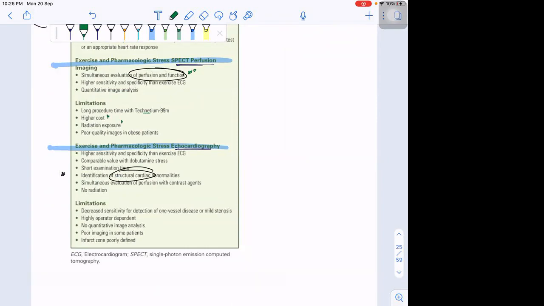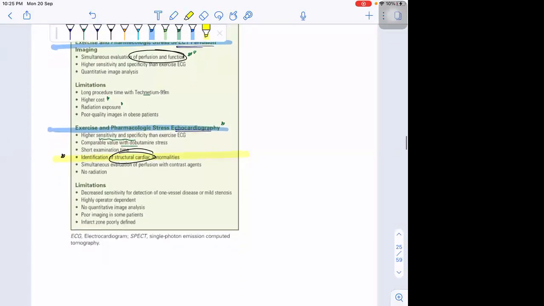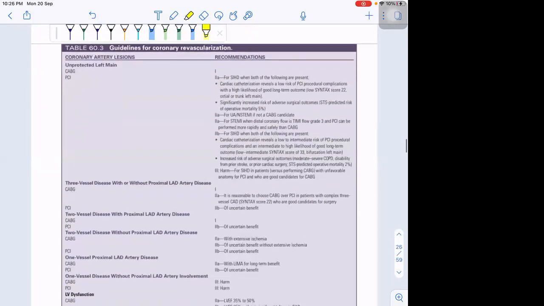So what is exercise and pharmacological stress echocardiography? In that, it has higher sensitivity and specificity than the exercise test, but it is comparable with the dopamine test. The important point is which test is best for identification of structural cardiac abnormalities: exercise and pharmacological stress echocardiography. It will tell you the structural cardiac abnormalities also, in spite of the perfusion. So not that much important.